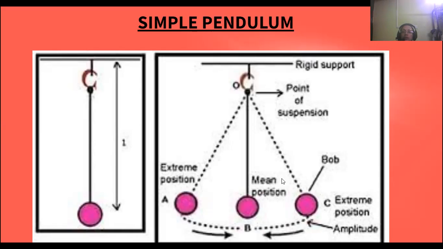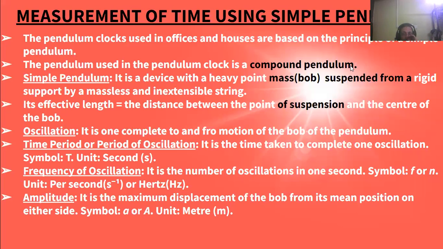Let us see what is there in this simple pendulum. For measuring time, the simple pendulum is used. The pendulum clocks which we see in our offices and houses work on the principle of the simple pendulum. Now, the pendulum which is used in the pendulum clock is a compound pendulum. That is not a simple pendulum, but it works on the principle of the simple pendulum.